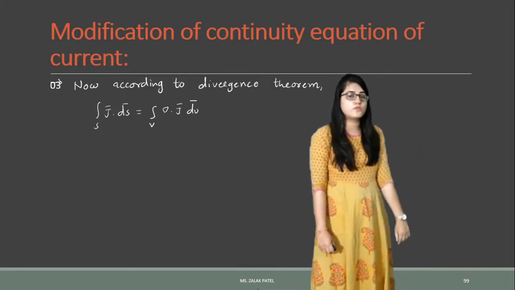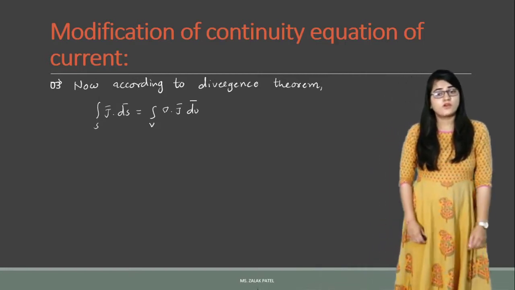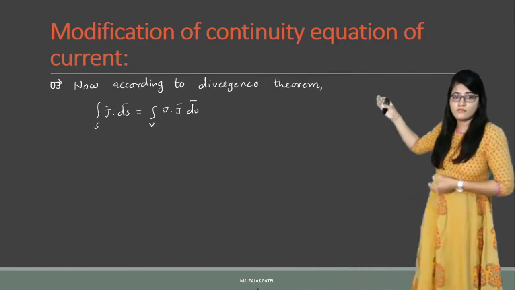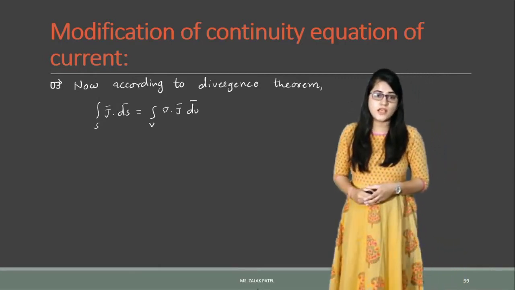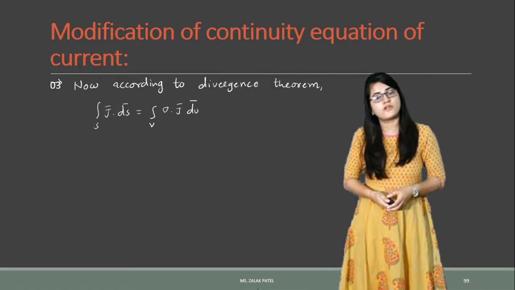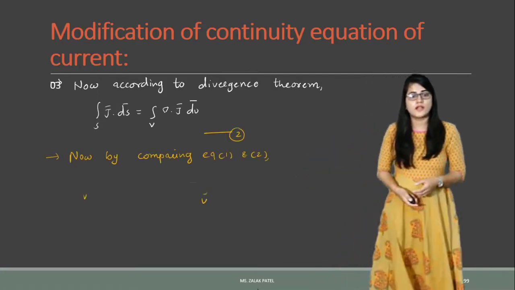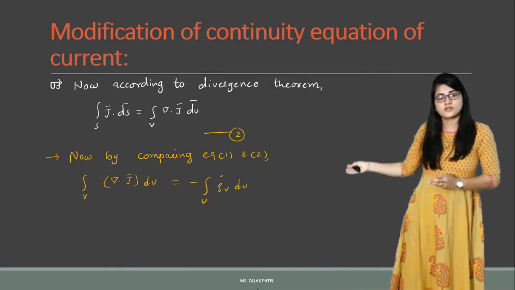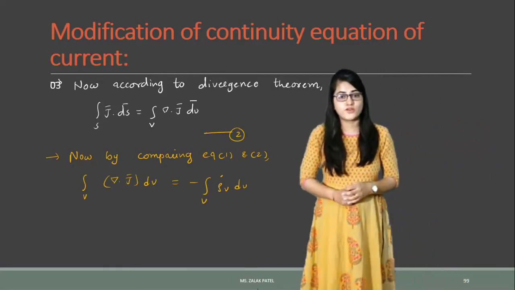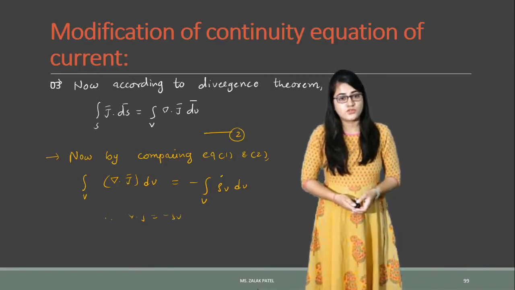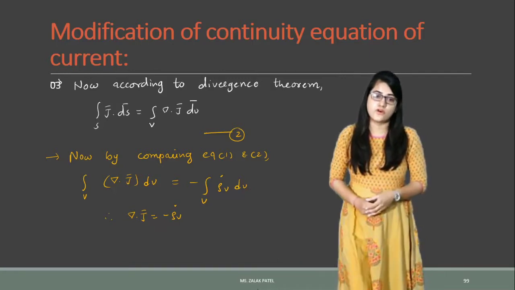That means we have to plot the surface and volume relationship, and the surface and volume relationship will be made with the divergence theorem. So this surface integration J·dS is equal to the volume integration of del dot J dv. So by comparing equations 1 and 2, we can say that the volume integration of del dot J dv is equal to minus the volume integration of rho v dot dv. So this can be written like del dot J equal to minus rho v dot.